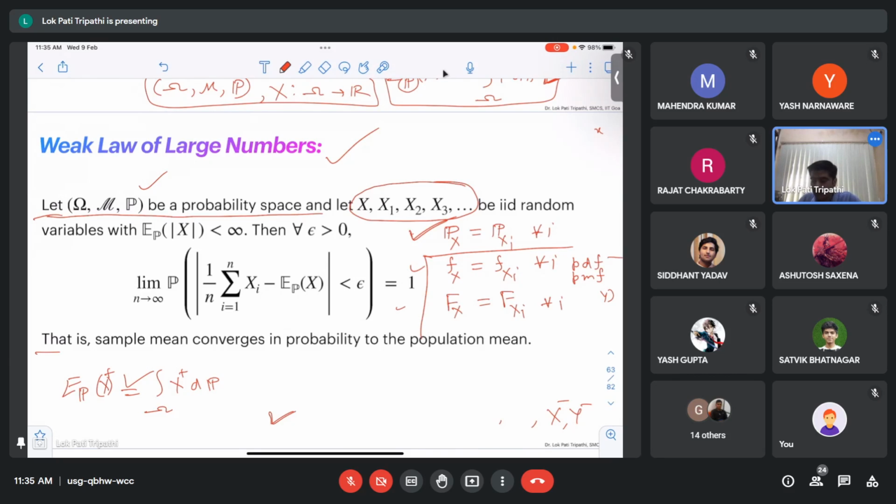So if you have such type of IID random variables X, each one a real number, and their mean is finite.